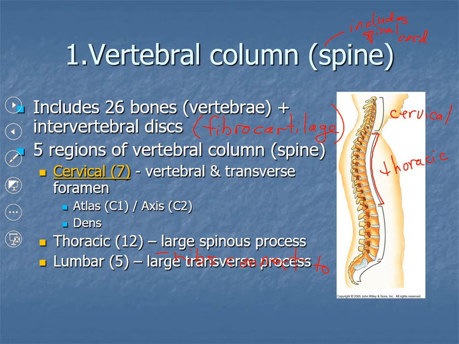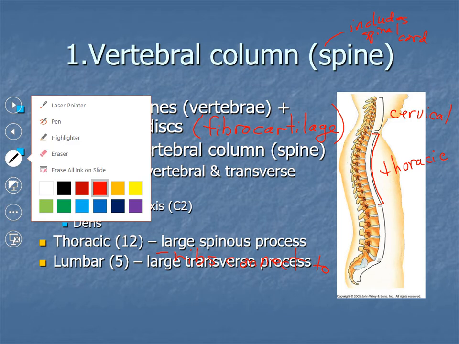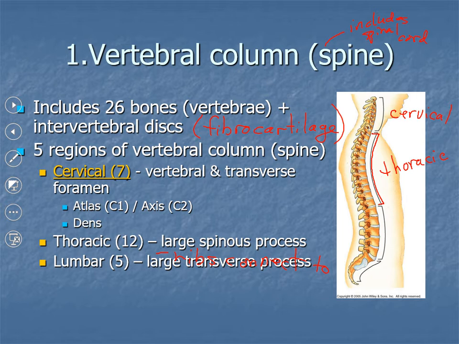Go back. So that's thoracic. Lumbar. Big thing on lumbar is a large transverse process. That's usually the notable thing. So lumbar would be in the lower region, down here. This is the lumbar region. And there are 5 bones there, 5 vertebrae. There are 12 here. There's 7 there. Those are numbers you need to remember.